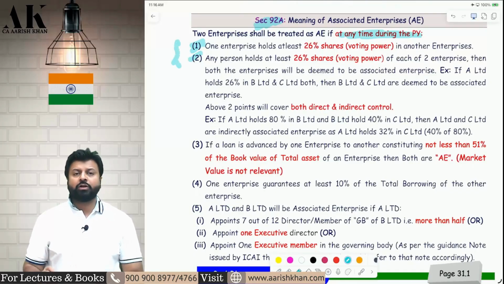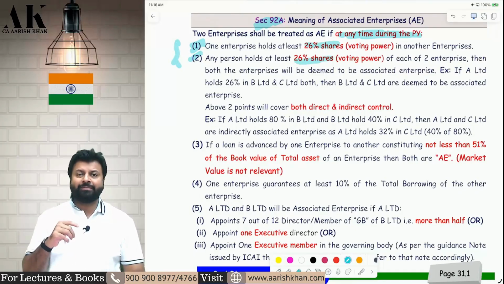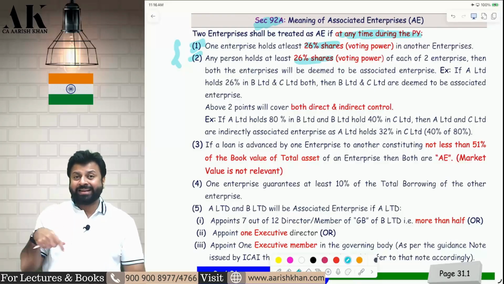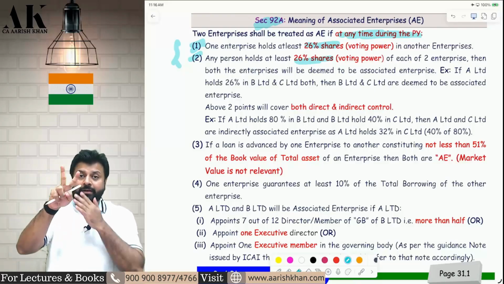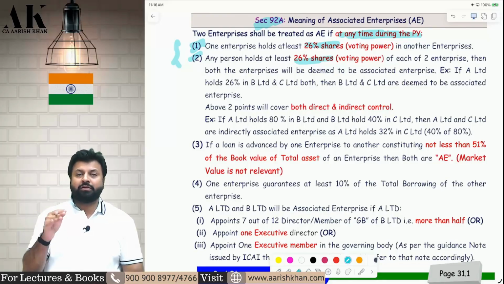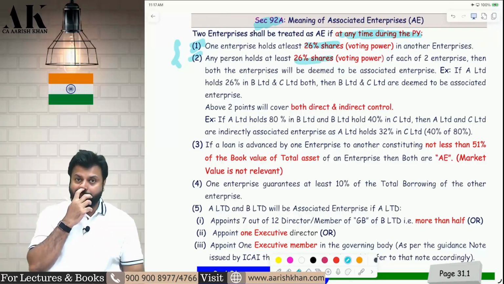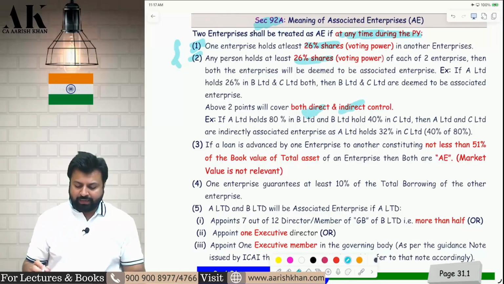Now in point number 1 and 2, the relationship of 26% can be direct or indirect. Direct means A holds 26% in B, A and B are associate enterprise. Now A holds 80% in B and B holds 40% in C. So indirectly A is holding in C 32%, which is 40% of 80%. Therefore A and C are also associate enterprise. Indirect holdings are also covered. Direct holdings are also covered.